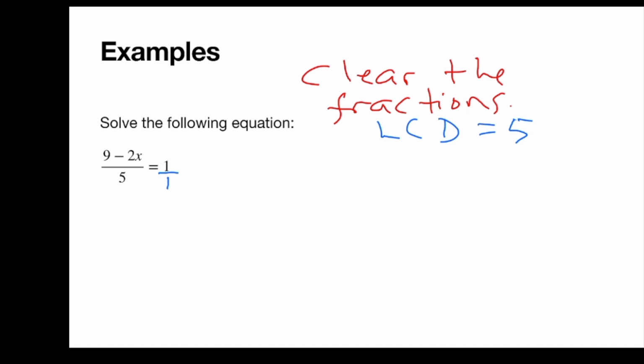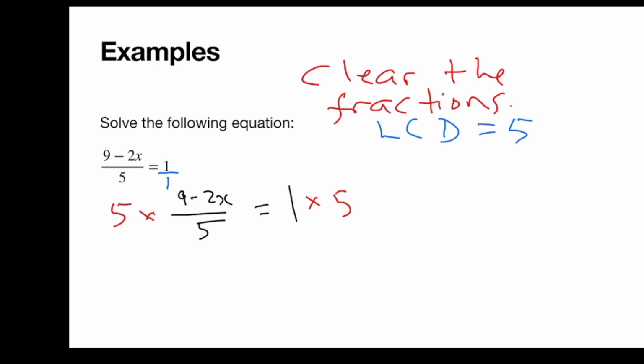We clear fractions by multiplying everything by the lowest common denominator. So multiply the fraction on the left-hand side by 5. So it's 5 multiplied by that fraction there, our 9 minus 2x all over 5. Right, we are multiplying the left-hand side by 5, and so we will also multiply the right-hand side by 5. What you do to the left, you must also do to the right. Okay, so we are looking for the LCD, and then we use the LCD to multiply every term.